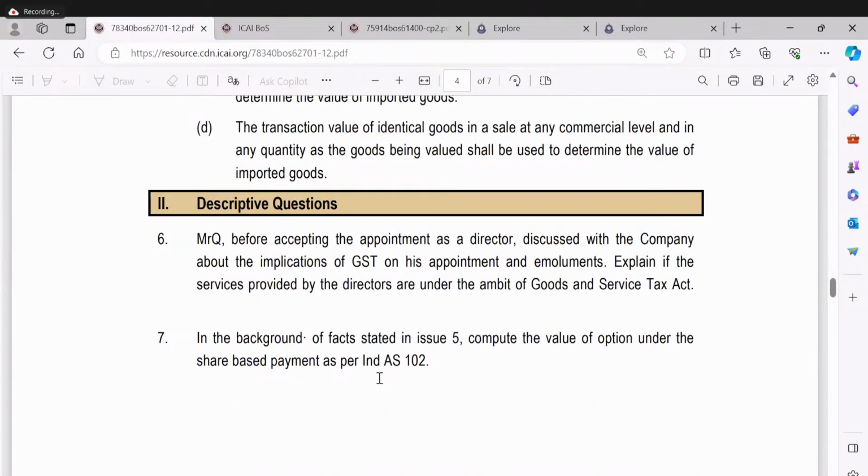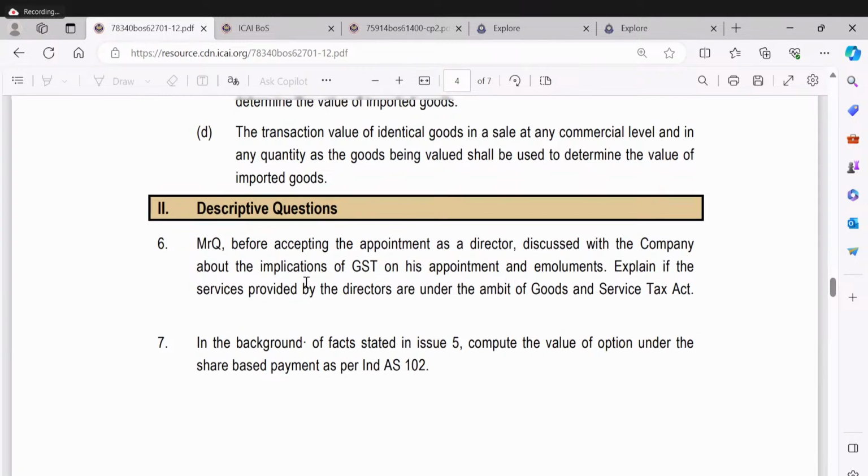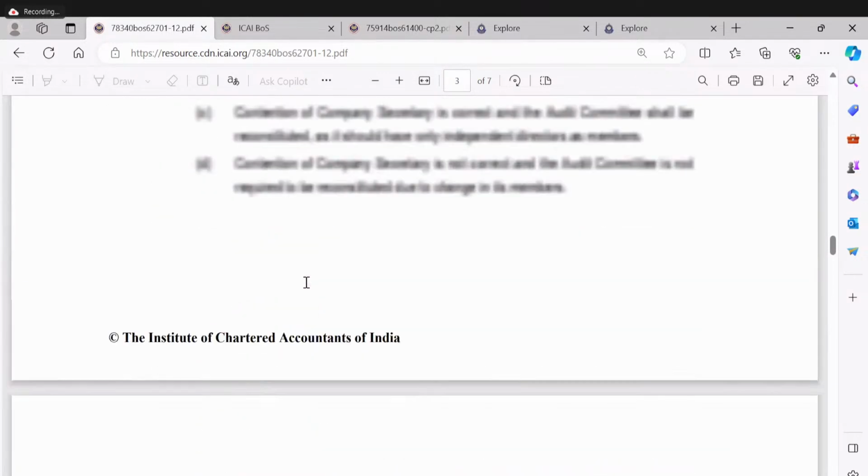In fact, read out the question first, then we will see the facts of the case and then we'll see what answer would be there. Mr. Q, before accepting the appointment as a director, discussed with the company about the implications of GST on his appointment and emoluments. Explain if services provided by the directors are under the ambit of the GST law.